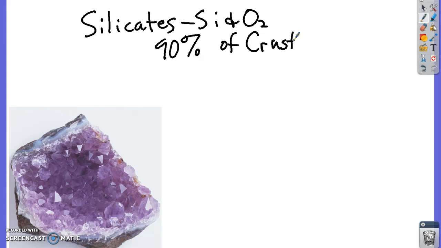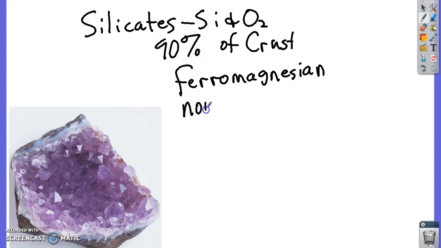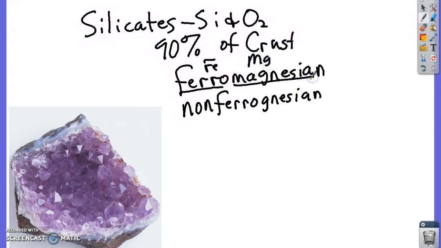obviously part of them is going to be SiO4, which is silicate, but there are the ferromagnesium, and you can see a trend here, the non-ferromagnesium. Ferro means iron. Magnesium, you can guess, probably means magnesium. We know that was one of the more common elements. So if it contains iron or magnesium plus silicate, then it's going to be a ferromagnesium.